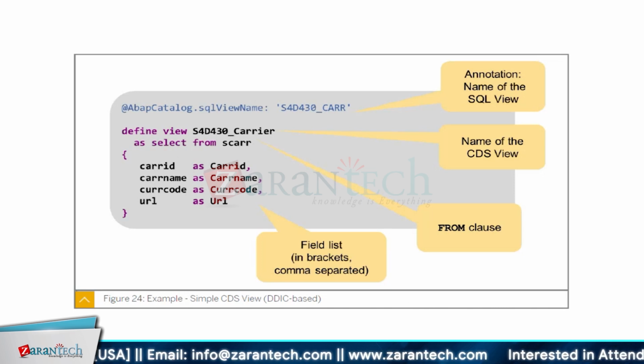Name of the CDS view, from which table, and which fields you wanted to select. For every field, you can give some alias also. Alias means just one easy name to refer to, an easy name to remember your field.